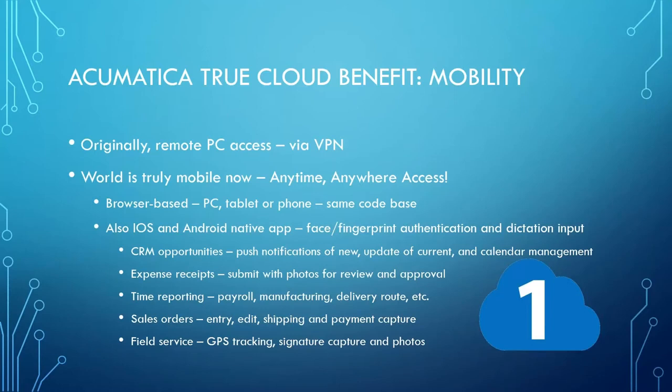So when we get things moved out to the cloud, one of the first big benefits we get is mobility. Originally, when people talked about needing to access my accounting software from somewhere outside my office, that meant a remote PC. Typically, you'd set up a VPN and use remote desktop. And that worked. You could sit on your laptop at your kitchen table or home office and look like you're running the desktop application back at the office.